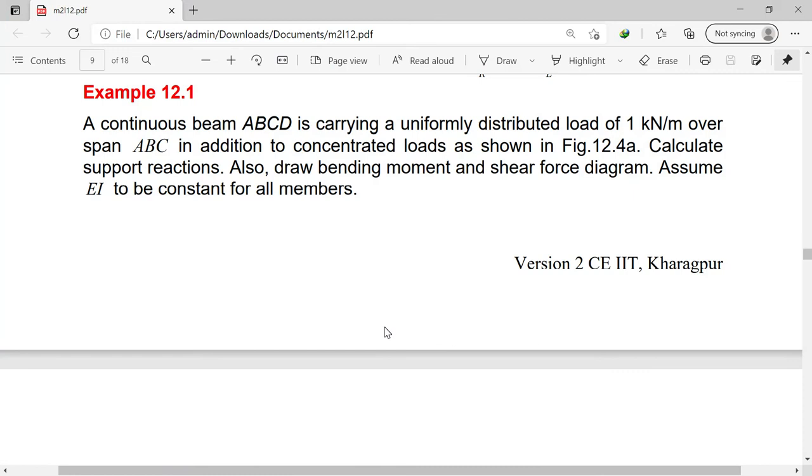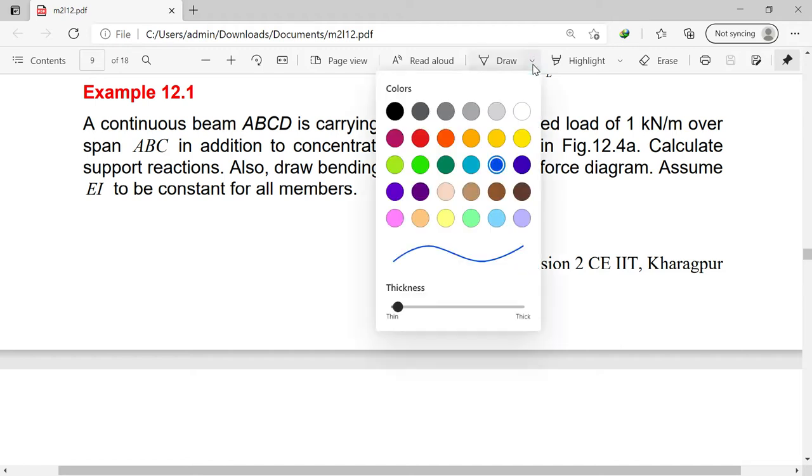As shown on the screen, a continuous beam ABCD is carrying a uniformly distributed load of 1 kN per meter over the span ABC, in addition to the concentrated load as shown in figure 12.4. Calculate the support reactions and also draw the bending moment and shear force diagram.